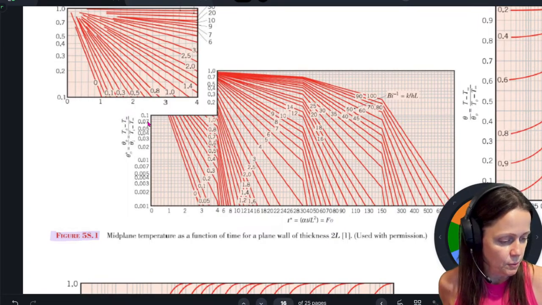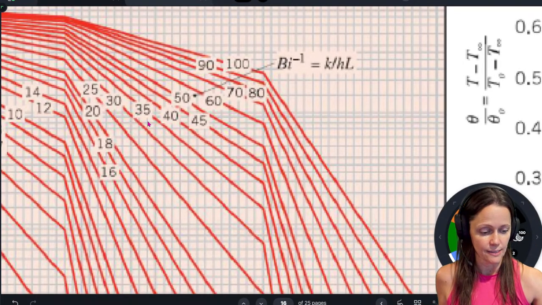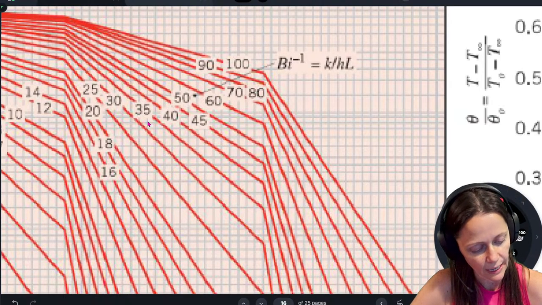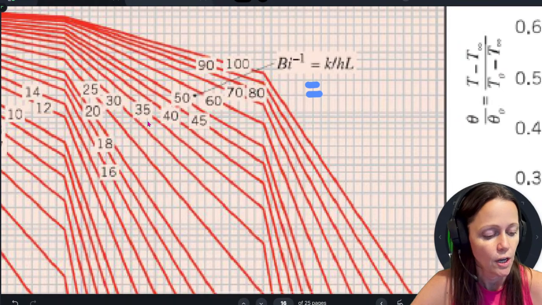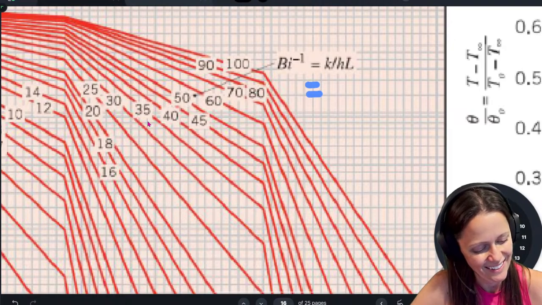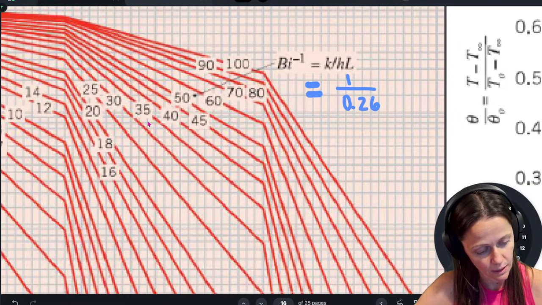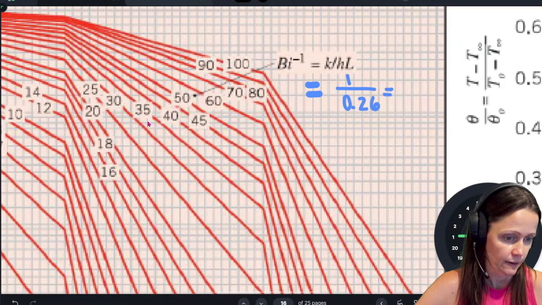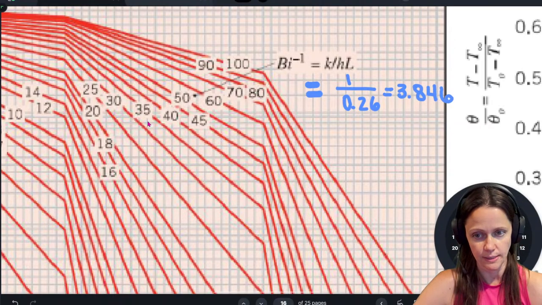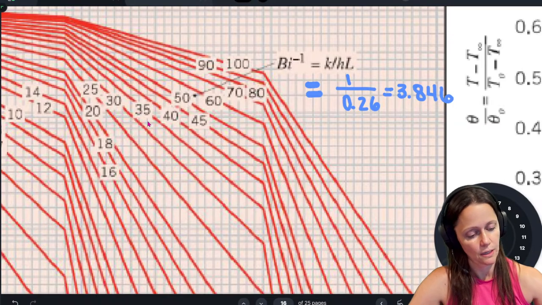And the first thing that I'm going to do is look over here at all these red lines that are the inverse Biot number. So for this guy, I've got my inverse Biot number. This is going to be 1 over 0.26. I've got 3.846. Awesome. So I've at least got that. I'll know which red line to go to when I go to it.